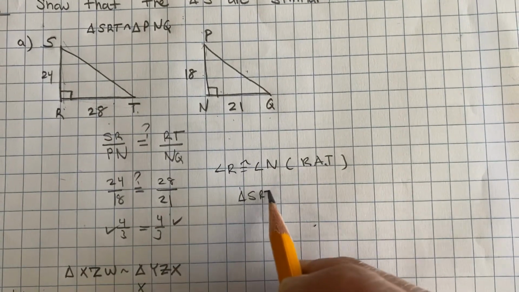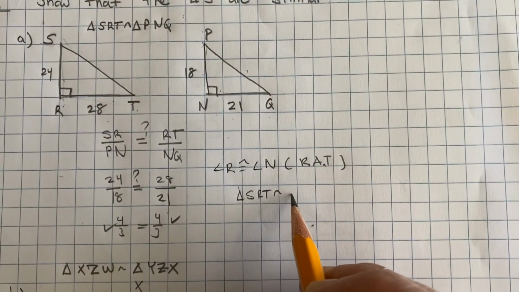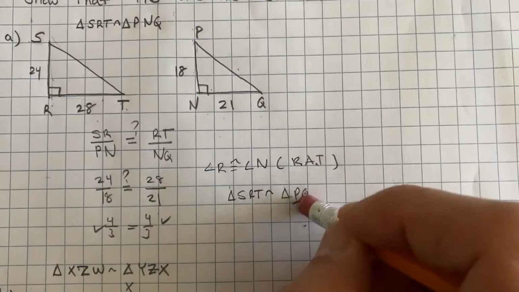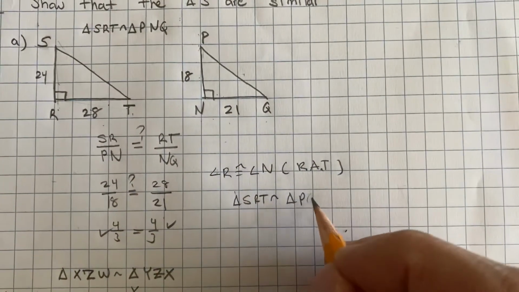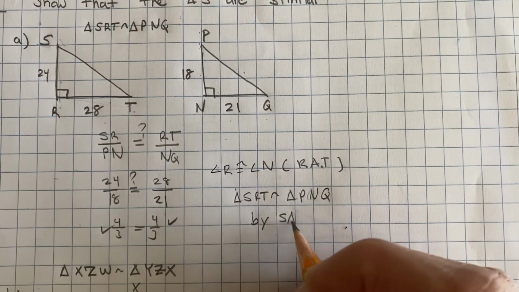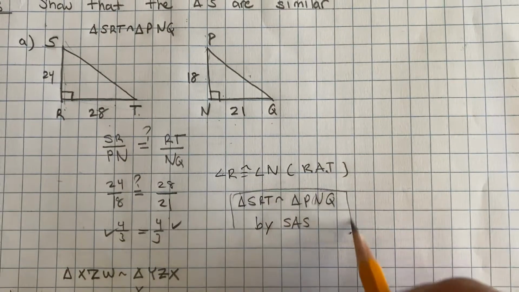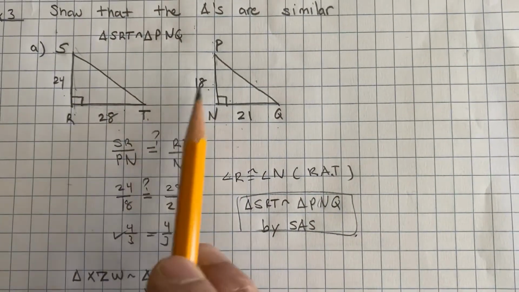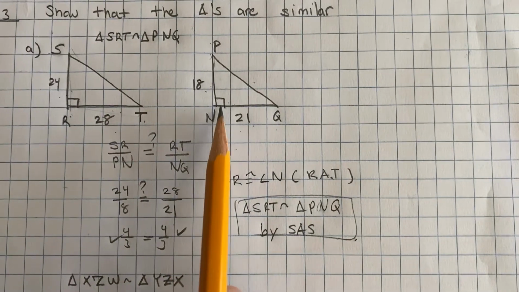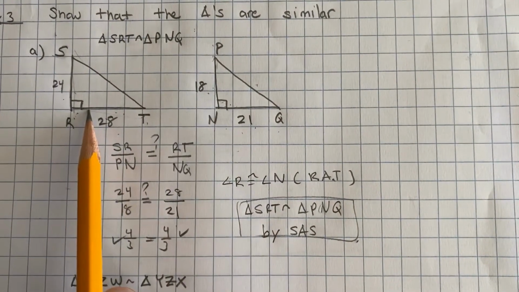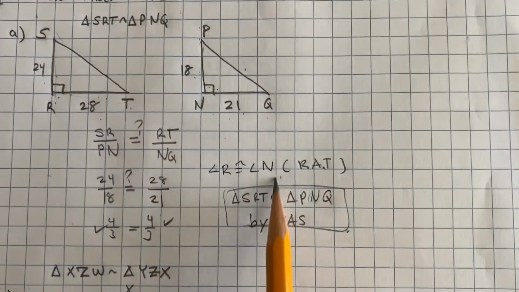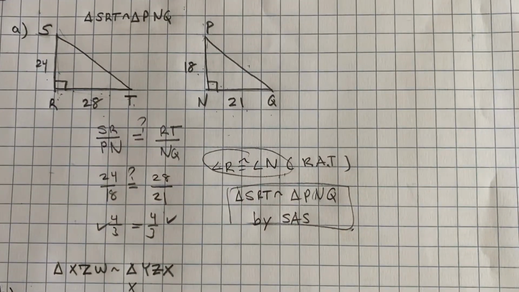I'm just going to repeat that statement. Triangle SRT is similar to triangle PNQ. Oops, PNQ, the ordering of the letters matters, by side-angle-side. Okay, so I just need to establish that these two sides and these two sides are proportional. And I have to mention that these two angles, the included angles between those two proportional sides, are congruent. Okay, so all right angles are congruent.